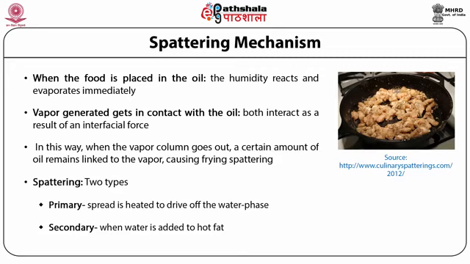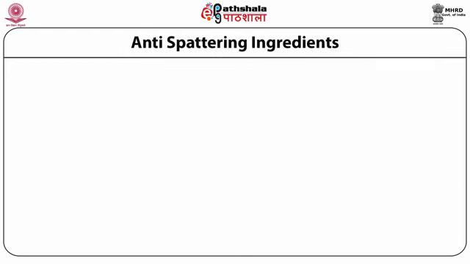So removal of moisture from the fat source itself is the primary spattering mechanism, as for example if you heat butter, spread, or margarine, while when the fat or 100% oil comes in contact with water while being heated, it is secondary spattering. Anti-spattering ingredients.